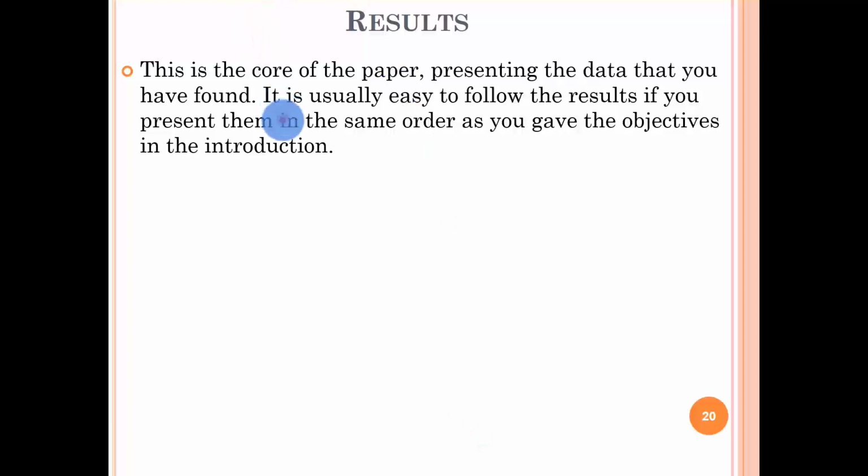Then the results, this is very important. This is the core of the paper. So presenting the data that you have found, it is usually easy to follow the results if you present them in the same order as you give the objectives in the introduction. So we have to have the objectives, and we have to come to results from our objectives. If we don't come to results from the objectives, then we fail to do the research. So we have to align the objectives to the results.